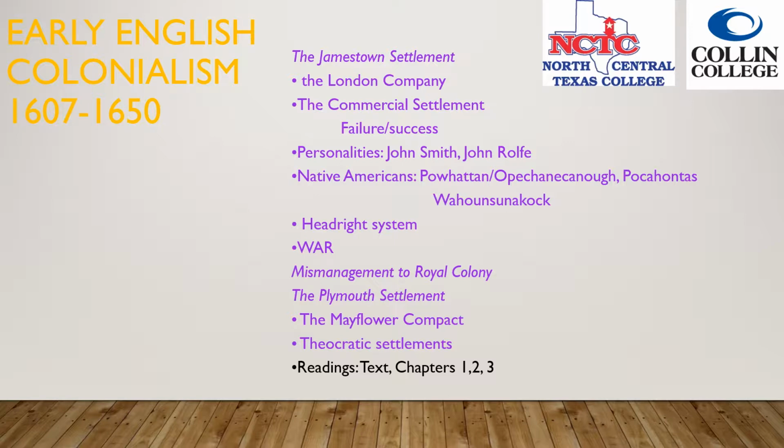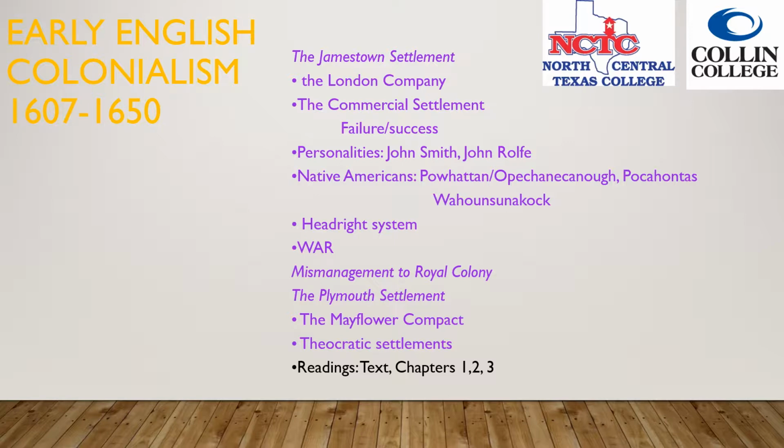We'll take a look at this. I want to be clear on this. This is a commercial settlement. This is going to be all about the money. Later on, we'll talk about what's going on in terms of spirituality, religion, but this is all about the money.